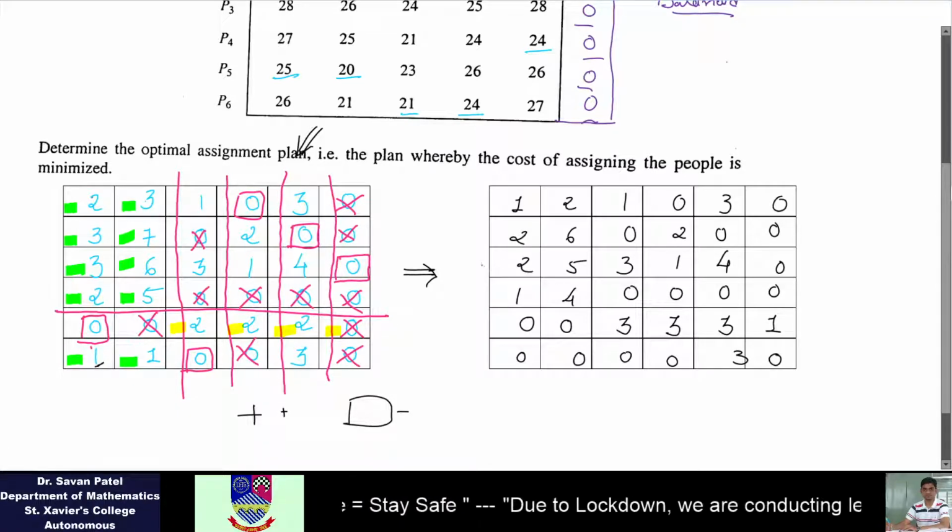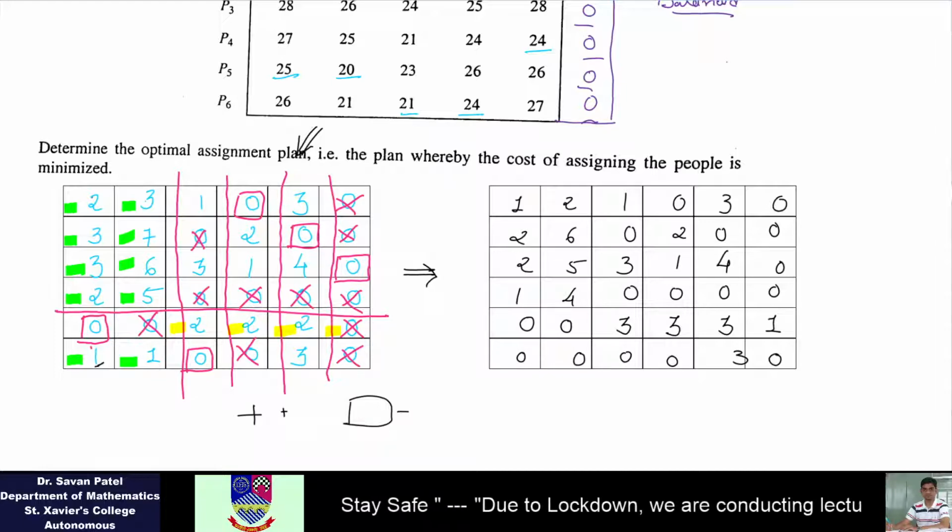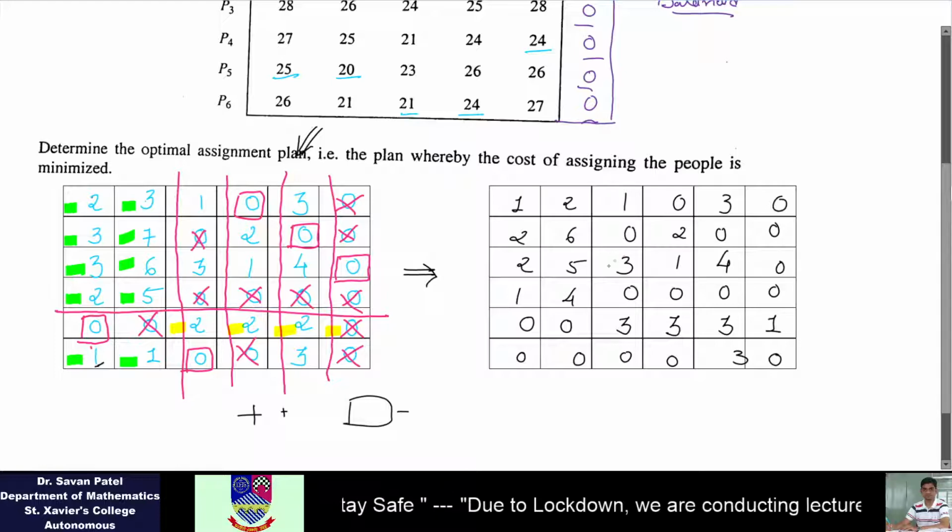Now again, you have to continue selecting zeros which are alone in their row or column. So here we are having in this column 2 zeros, in this column also 2 zeros, in this column 3 zeros, 3 zeros, 2 zeros, and multiple zeros. So not selecting. Here you are having 2 zeros, 3 zeros. Here you are having one unique zero. So select that zero. Cancel the remaining zeros.